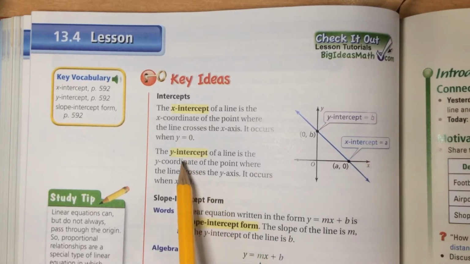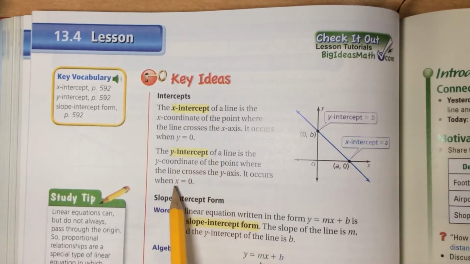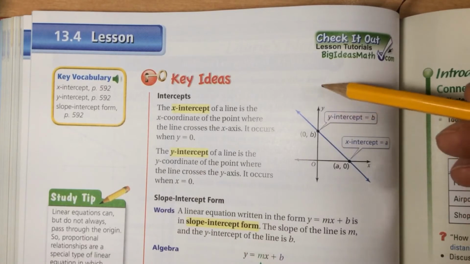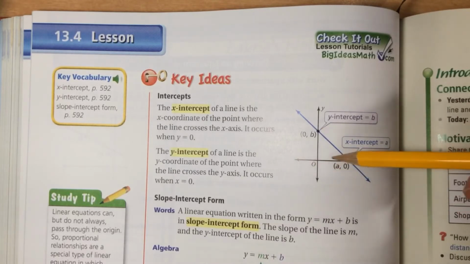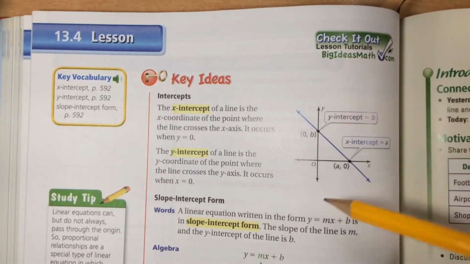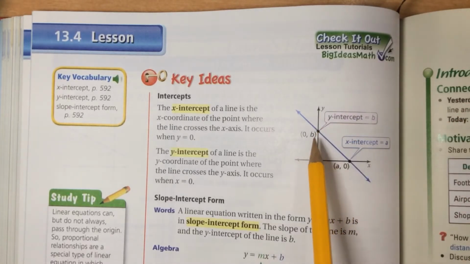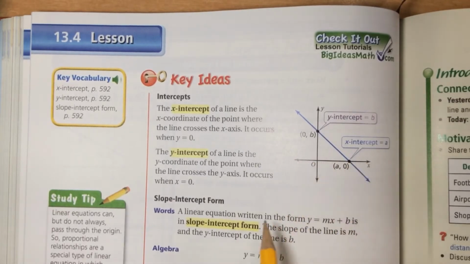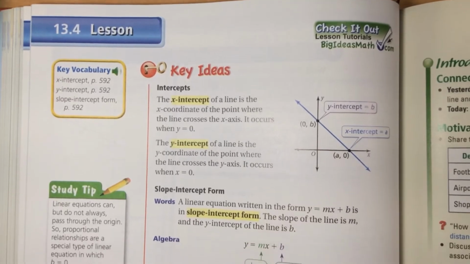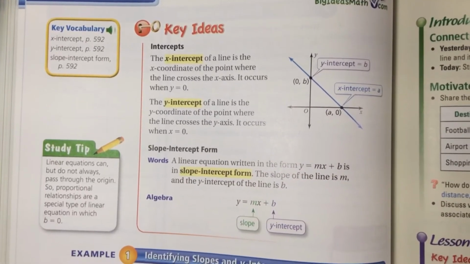The y-intercept of a line is the y-coordinate of the point where the line crosses the y-axis. It occurs when the x-coordinate is 0. Okay? So we're looking where it crosses the y-axis for the y-intercept and where it crosses the x-axis for the x-intercept. And then we're going to talk about something called slope-intercept form.